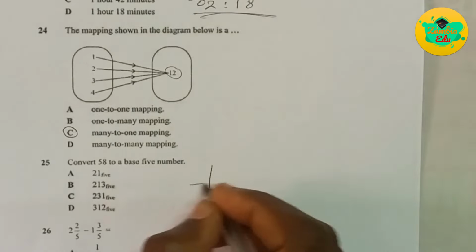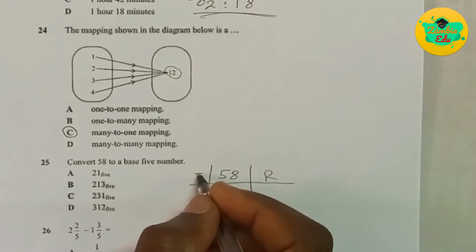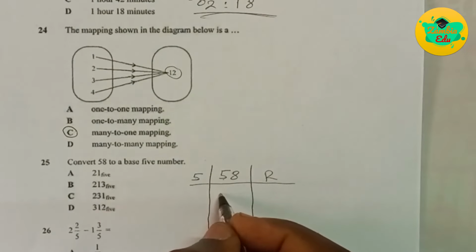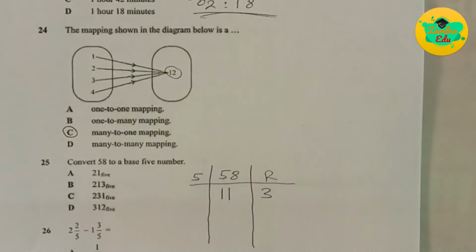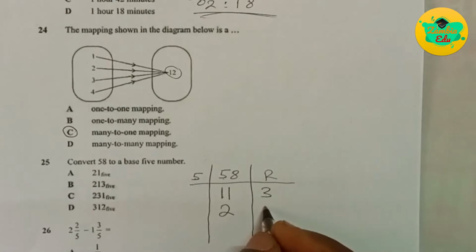We go to question 25, and question 25 says, convert 58 to base 5. If we have the number 58 and we are to convert it to base 5, we are going to use this method. There we write our remainder. There we write 58, and there we write the base we want it to go into. 5 into 58 goes 11 times, remainder 3. 5 into 11 goes 2 times, remainder 1. 5 into 2 goes 0 times, remainder 2.